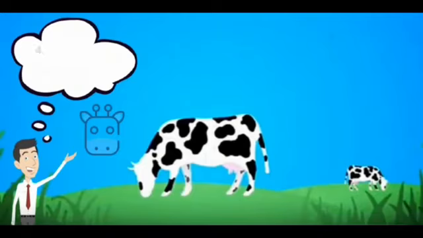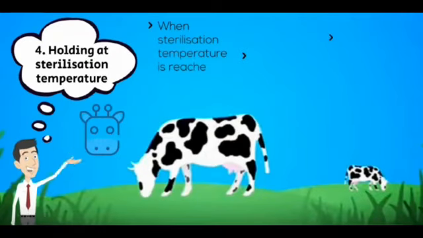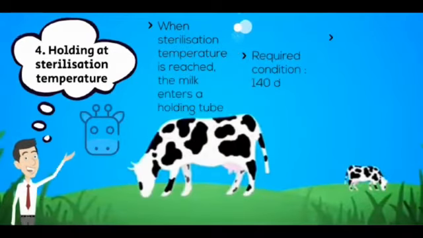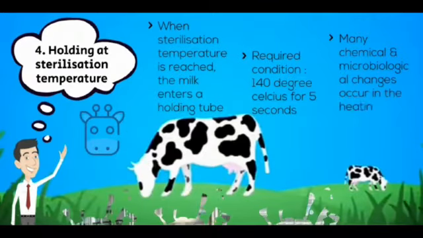Step 4. Holding at sterilization temperature. When the sterilization temperature is reached, the milk enters a holding tube. The temperature of the milk and the time it takes to pass through this holding tube are the nominal conditions, which are usually stated for UHT process, which is 140 degrees Celsius for 5 seconds. Many chemical and microbiological changes occur in the heating step immediately after the sterilization step.